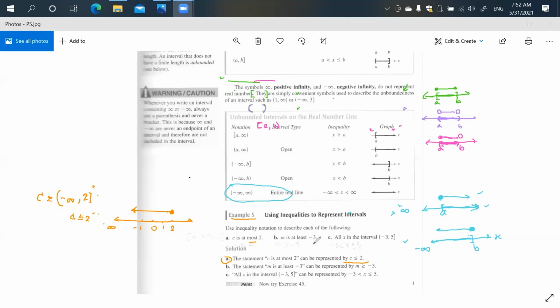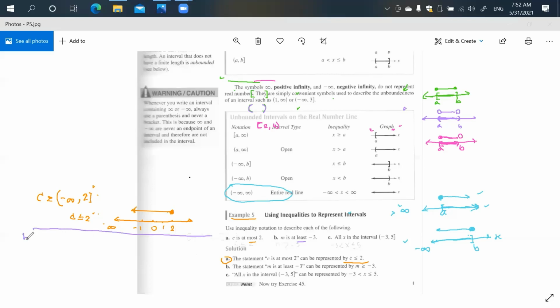Now the next example, B. M is at least -3. At least means the minimum, right? Like when I say, Paul goes to Big C to buy at least 2 chocolates, that means you can buy 2, 3, 4, 5, 6, 7, up to infinite units, correct? That's the meaning. So at least means minimum.